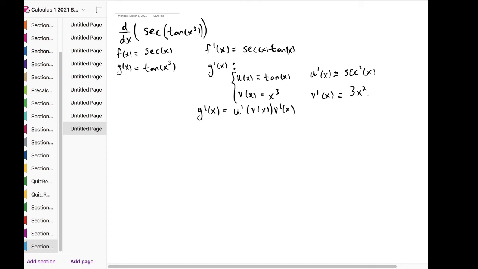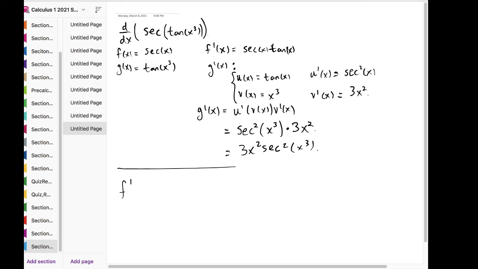Okay, so let's do that. U prime is secant squared, and you plug in v of x, which is x cubed. Then you multiply by 3x squared. And you want to make it look nicer, so make it 3x squared. Okay, now you just put it all together. So now it's f prime of g of x, g prime.